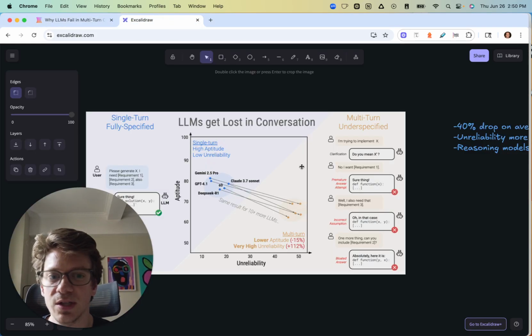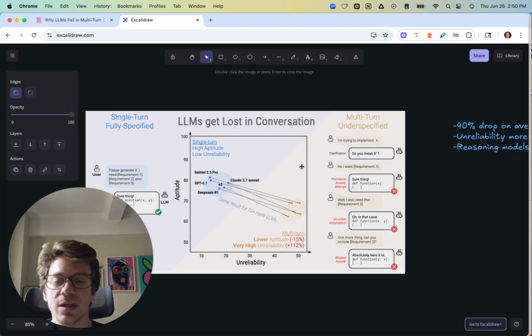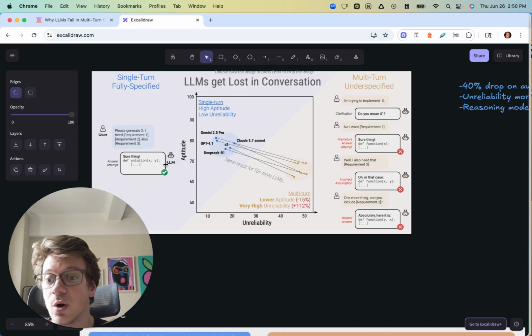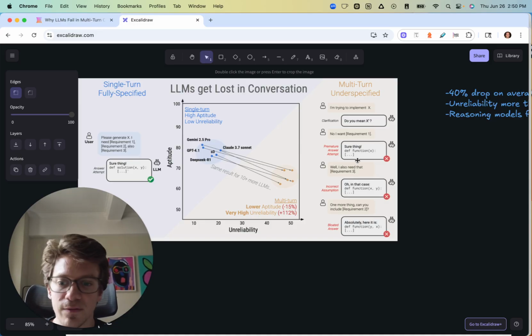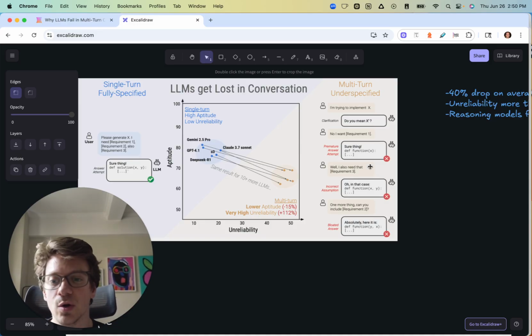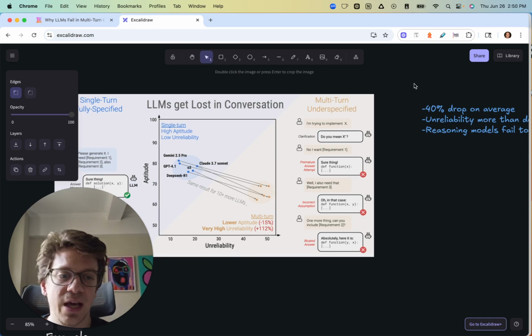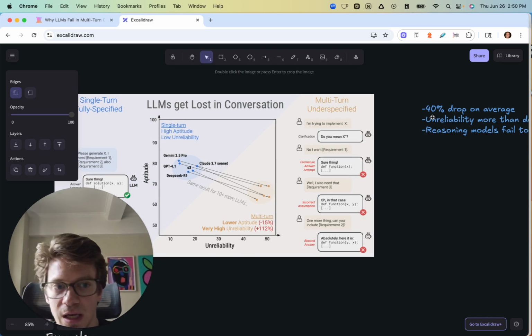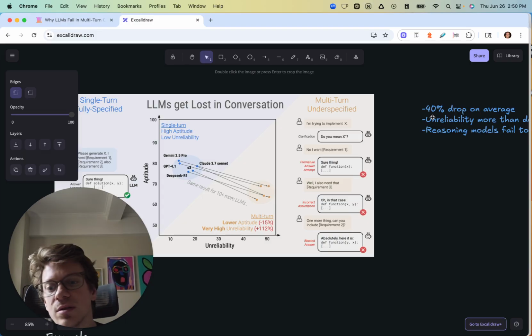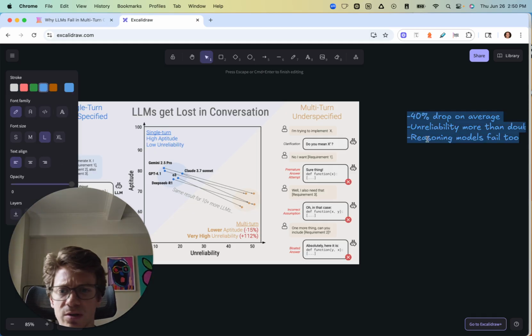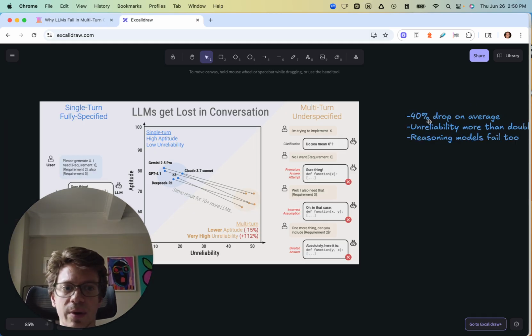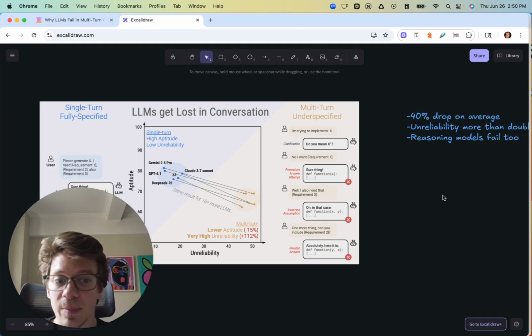Basically what it shows is that it looks at the performance difference from when you get a prompt that has all the information you need right up front to solve the problem versus when you have to go back and forth to clarify and get info from the user to then go and solve that problem. And the headline number is a 40% drop in performance when you have to do multi-turn versus singular. Reasoning models fail, small models fail, unreliability doubles, and a bunch of not good stuff.